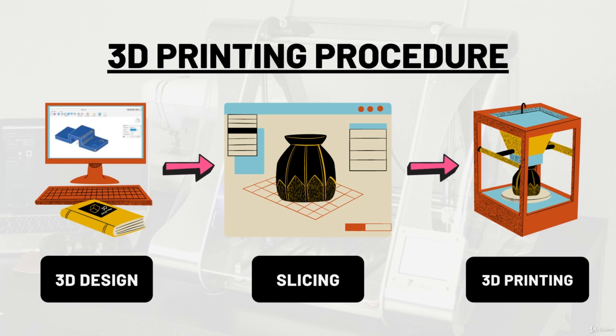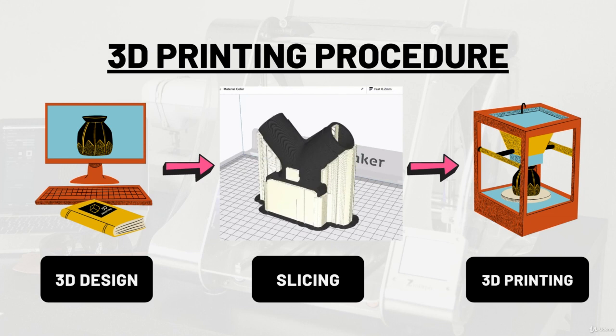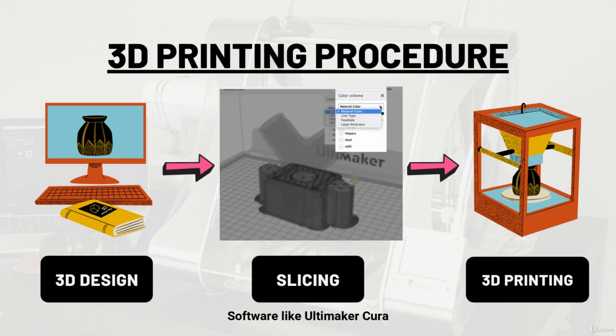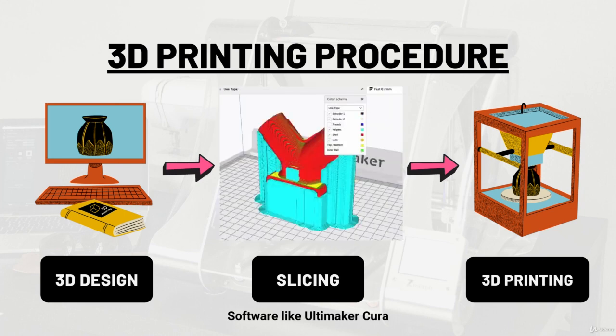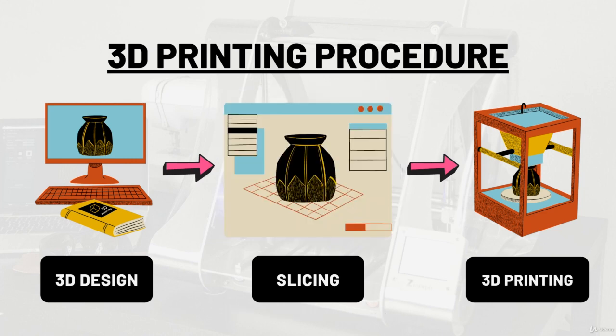Once the 3D model is created, it is then sliced into layers, thereby converting the design into a file readable by the 3D printer. This slicing is done by exporting the 3D model to another software like Ultimaker Cura. The 3D printer will then print this file layer by layer using the material given as input.